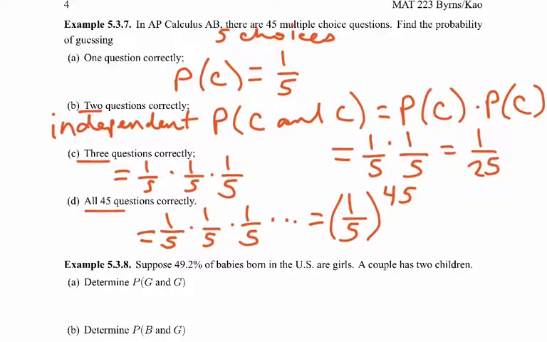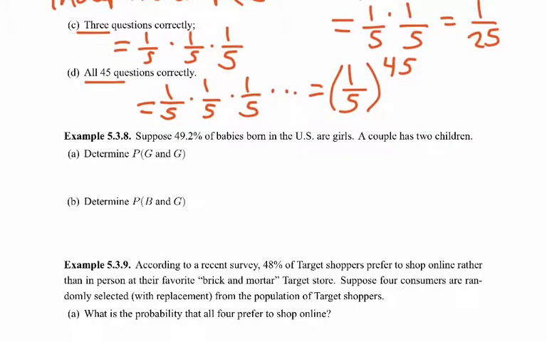So you can think about that. If you strictly guessed on every question on a test with 45 questions, the probability of getting them all correct would be pretty slim. And that's what we're looking at here. So that's an example of independent events. All right, how about the next question?